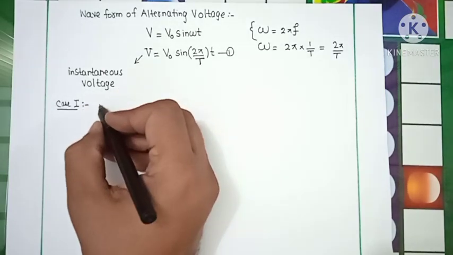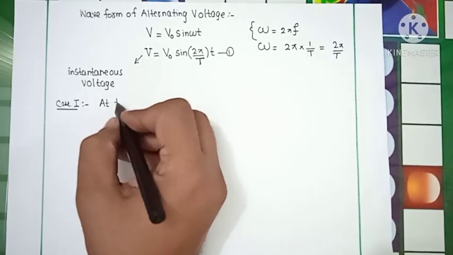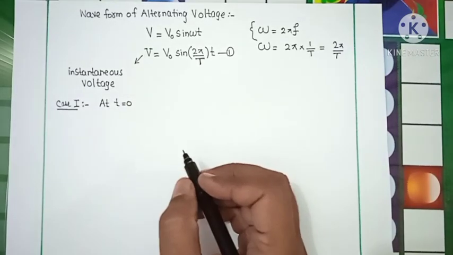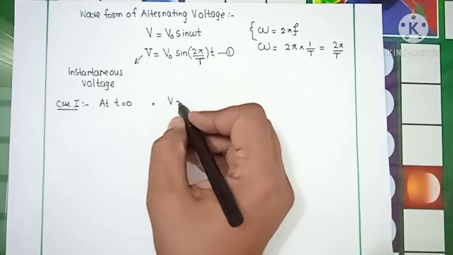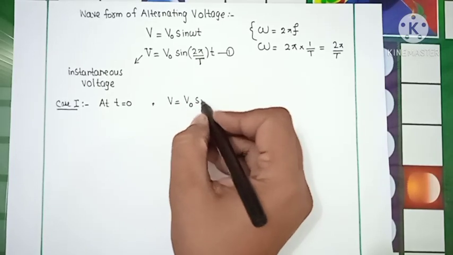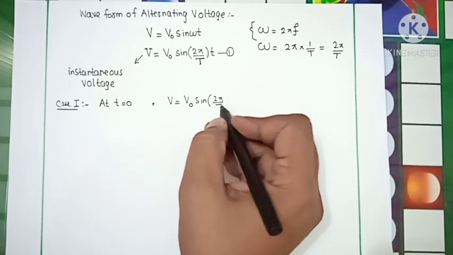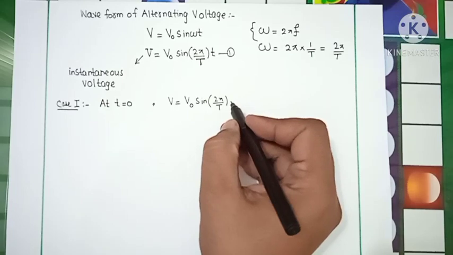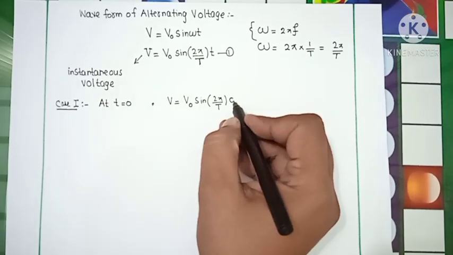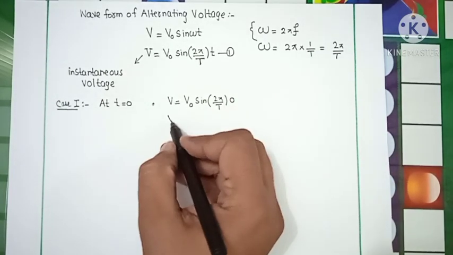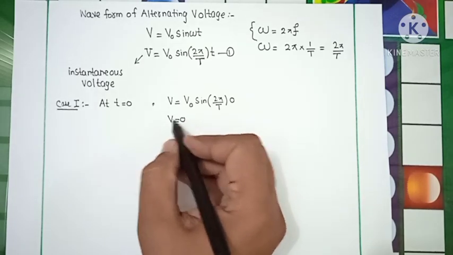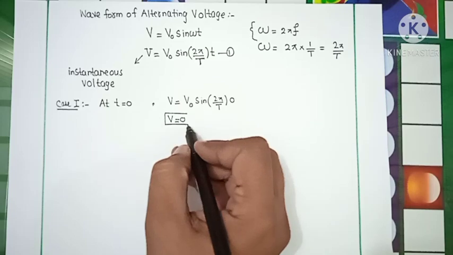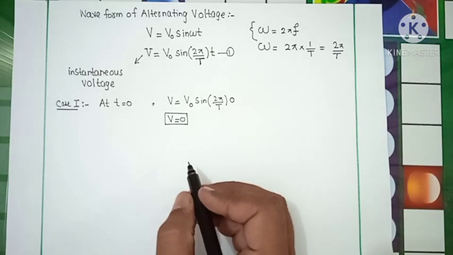Case number one, at t is equal to 0. When time is equal to 0, what will happen? V is equal to V naught sine 2 pi over capital T and small t. By putting t is equal to 0, V is equal to 0. So the first value we will get is V is equal to 0.